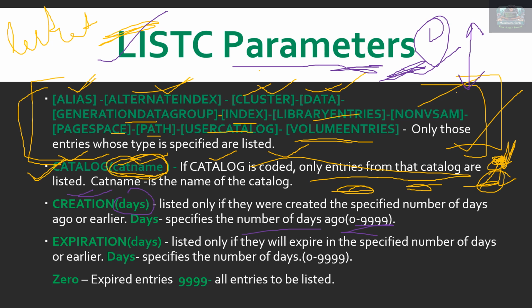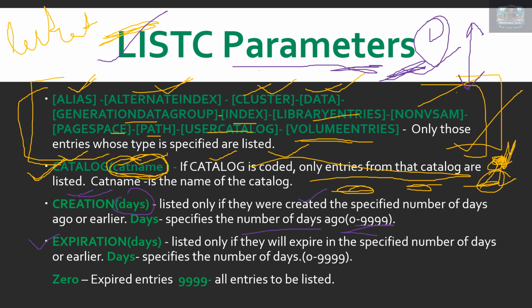So that many days of information will be listed. If that particular data set, or suppose you have given a high level qualifier, and the data under that high level qualifier was defined before that many days, then it will be listed. Okay, expiration.